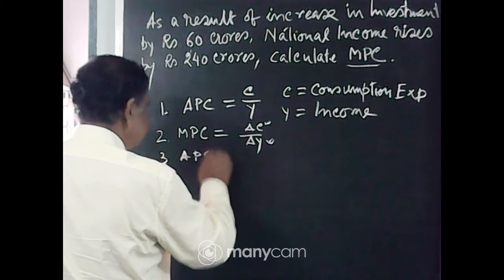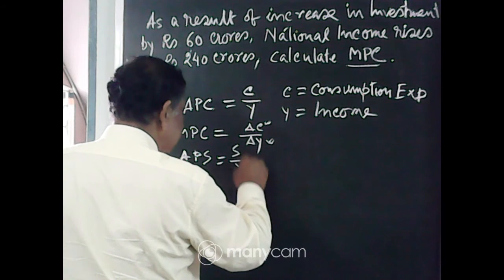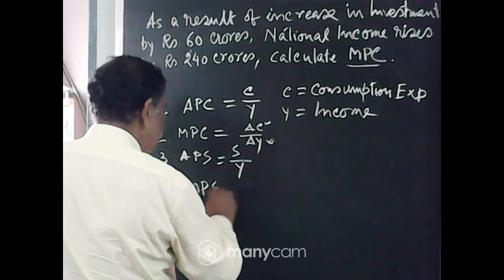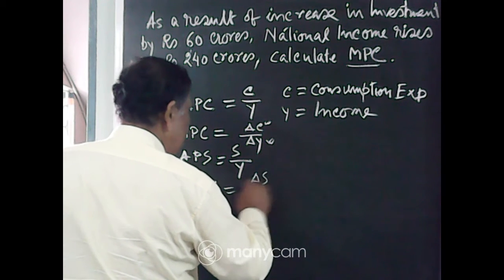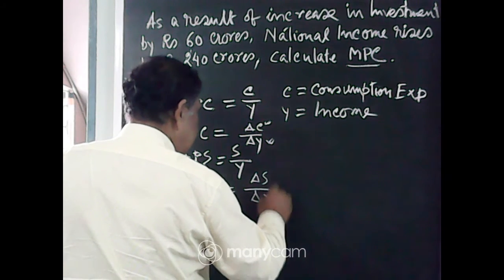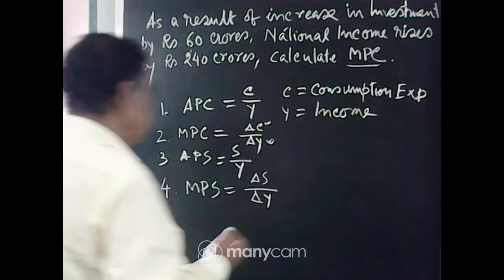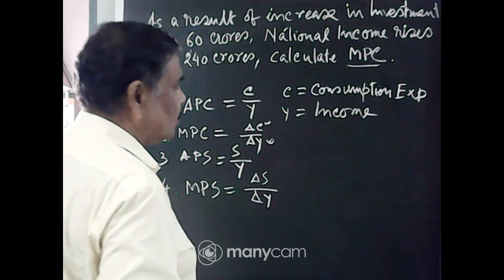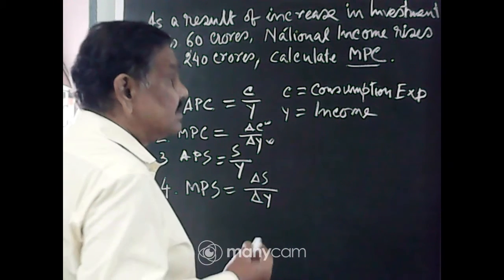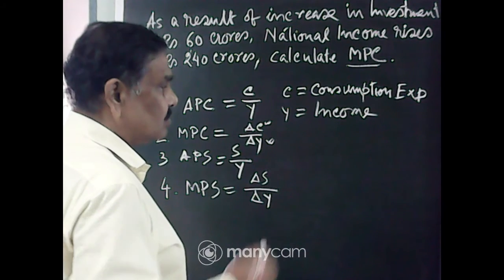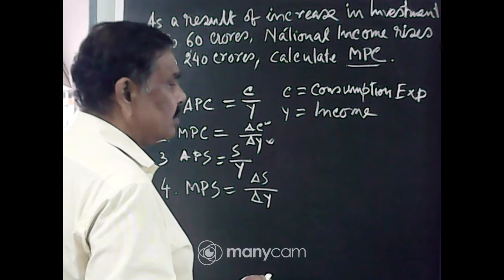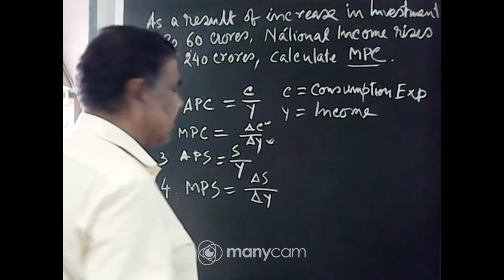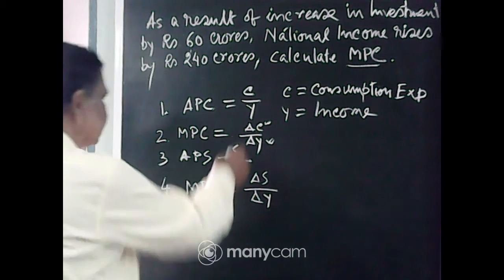Like that, number 3, APS is equal to S by Y, and 4, MPS is equal to delta S by delta Y. In the same way, you can calculate delta Y and delta S. Instead of delta C, you calculate in the same way delta S, that is the increase of saving. Your saving was rupees 10, now your saving becomes rupees 12. So 12 minus 10 is equal to 2 is the delta S, and delta Y is the same.